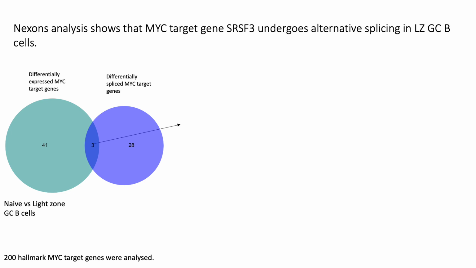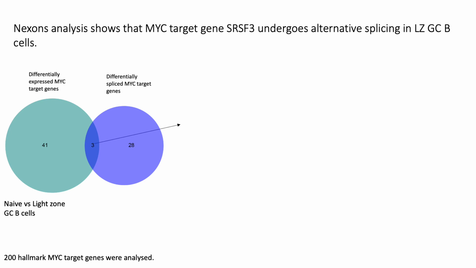However, I would like to indicate that we observed comparable results for the comparison between naive versus dark zone. Because we are interested in the MYC-regulated positive selection process in germinal center, we first checked the differentially expressed and spliced MYC target genes upon activation. Among 200 MYC hallmark genes, 44 of them were differentially expressed and 31 of them were differentially spliced.